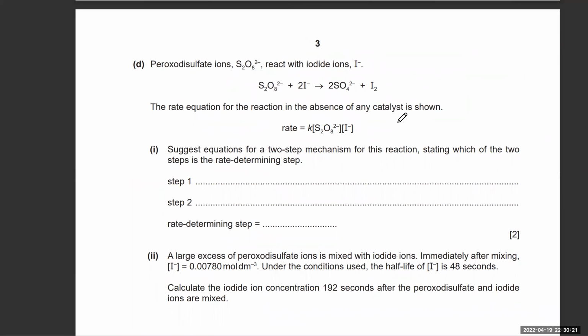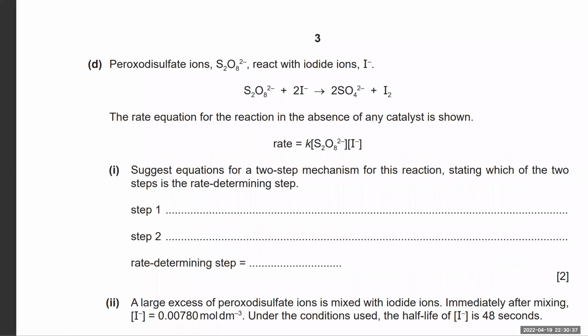So let's move to the next one. You've got this reaction saying, suggest equations for a two-step mechanism for this reaction, stating which of the two steps is the rate-determining step. And the orders are already known. Remember, the order is one with respect to both of them, right? Now, you have to figure out two steps for this mechanism. You have to be creative. Those two steps could be any steps. Forget the order for a second. Just make two steps.